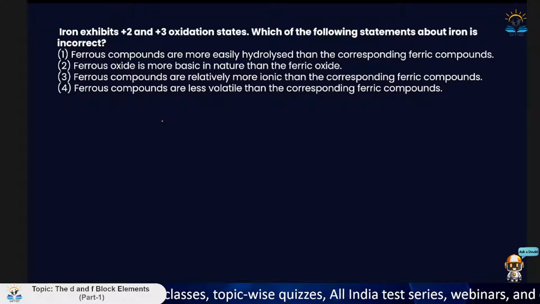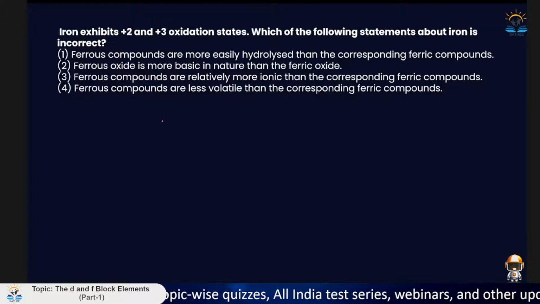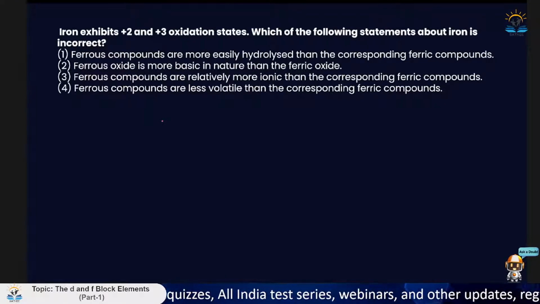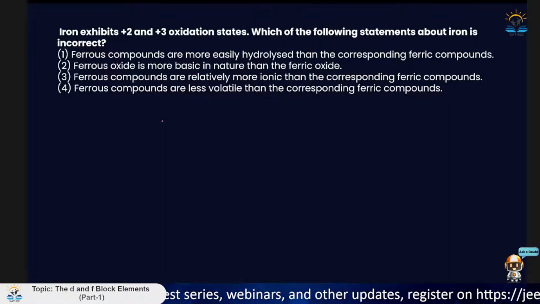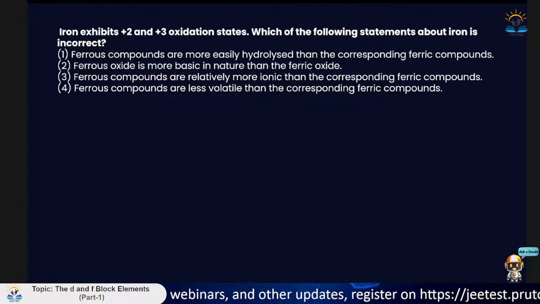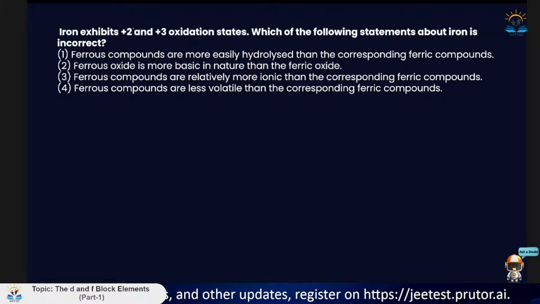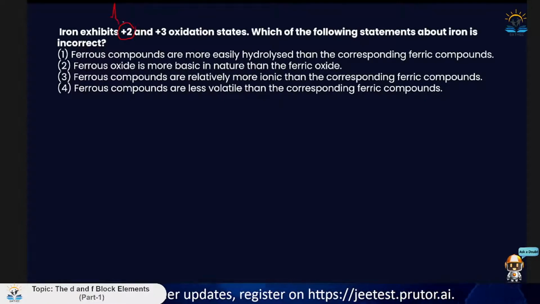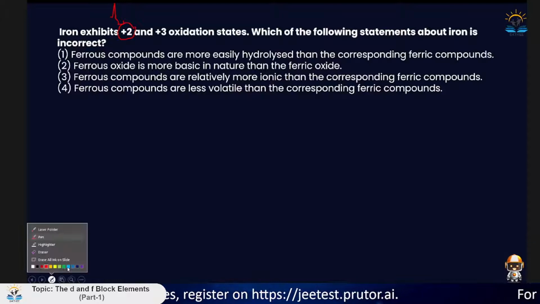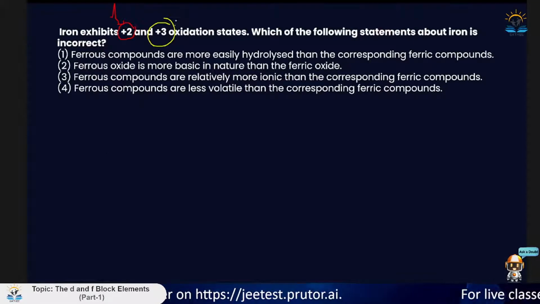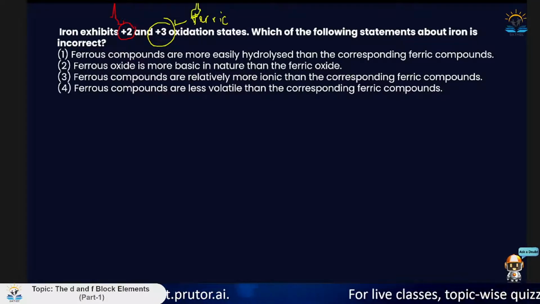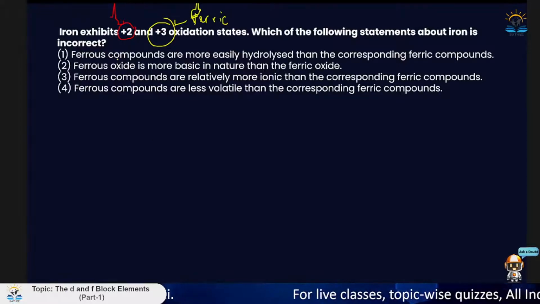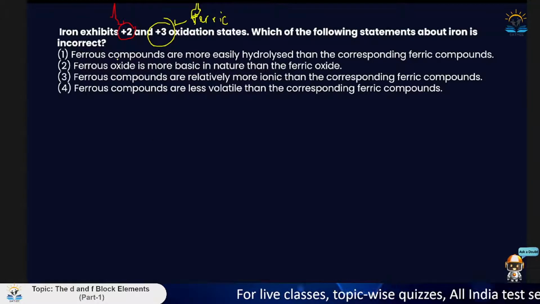Okay. Next question. Iron exhibits +2 and +3 oxidation states. Which of the following statements about iron is false? First one, ferrous compounds are more easily hydrolyzed than the corresponding ferric compounds. Now, I hope you know the difference between ferrous and ferric. For those of you who are blank right now, ferrous refers to Fe+2 and ferric, which we show in a different color, refers to Fe+3. Okay, so this is ferric and ferrous. Now coming to this, ferrous compounds are more easily hydrolyzed than the corresponding ferric compounds.